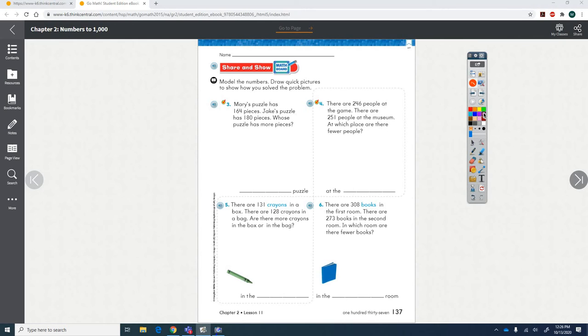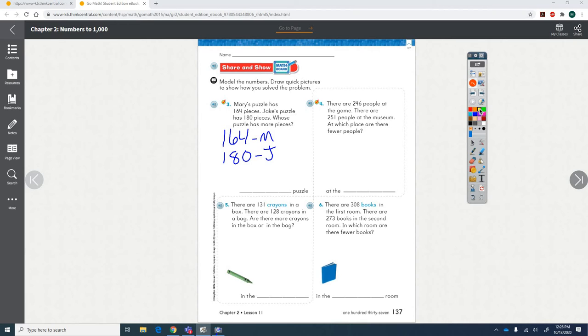All right, so this one we have a story about Mary and Jake. And it says, Mary's puzzle has 164. So I'm going to do 164 with an M for Mary. Jake's puzzle has 180. Whose puzzle has more? So we're looking for more again.